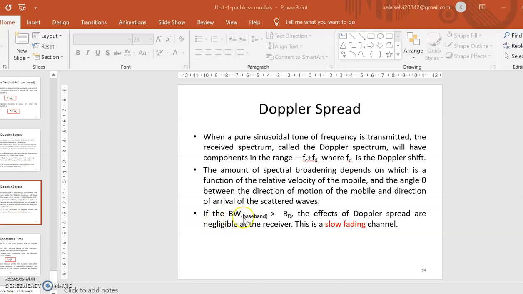Suppose the bandwidth of the baseband signal is very large, greater than the Doppler spread. Then the Doppler spread will not have a significant effect on the signal at the receiver. If the bandwidth of the baseband signal, that is the signal that we are transmitting from the source, is greater than the Doppler spread, the Doppler spread will not affect the signal in the receiver. This channel is called a slow fading channel.